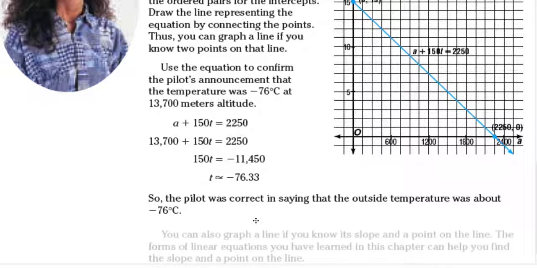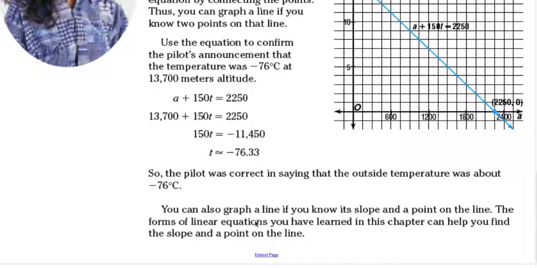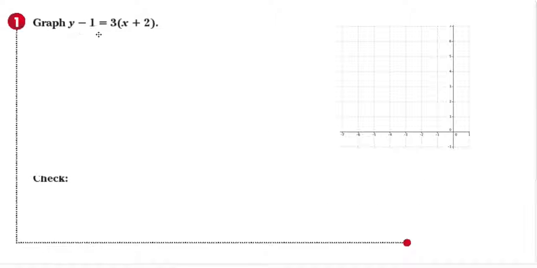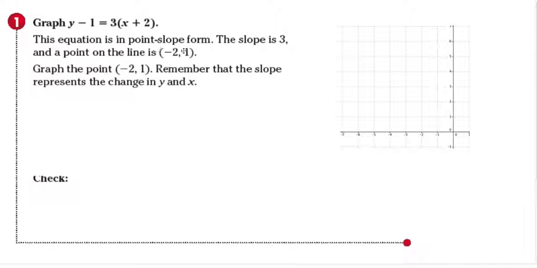You can also graph a line if you know its slope and a point on the line. The forms of linear equations you have learned in this chapter can help you find the slope and a point on a line. In example number 1, we will try to graph the equation by using the point slope form. Graph y minus 1 equals 3 times the quantity x plus 2. The equation is in point slope form, and the slope for this equation is 3.